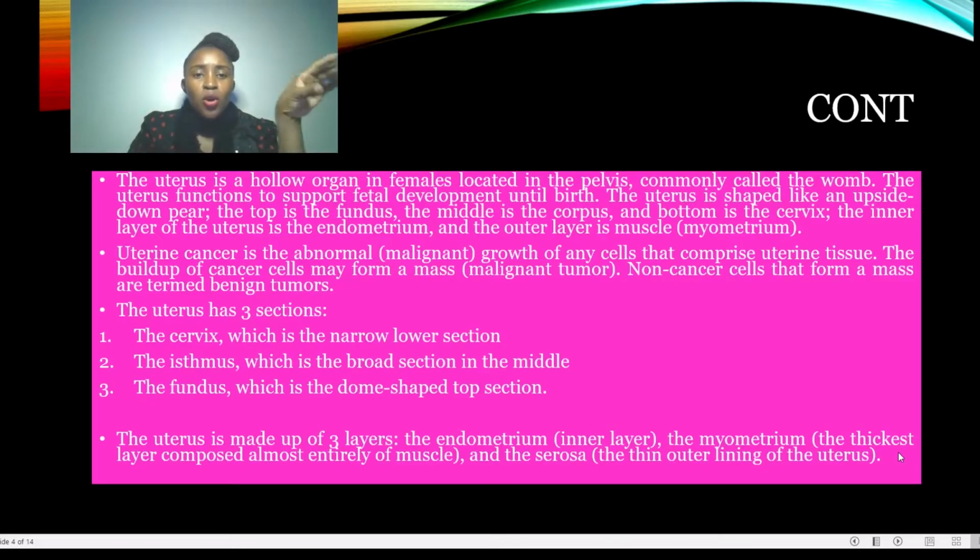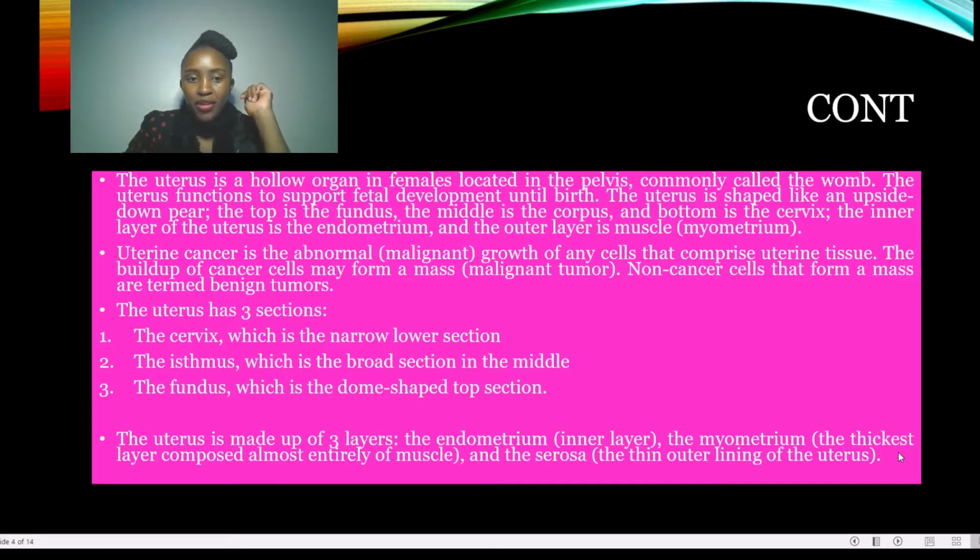The uterus is a hollow organ in females located in the pelvis, commonly called the womb. It functions to support fetal development until birth, so this is where the fetus develops, the house of the baby. The uterus is shaped like an upside down pear; the top is called the fundus, the middle the corpus, and the bottom is the cervix. The inner layer of the uterus is the endometrium, and the outer layer of muscle is called the myometrium. Uterine cancer is the abnormal malignant growth of any cells that comprise uterine tissue.